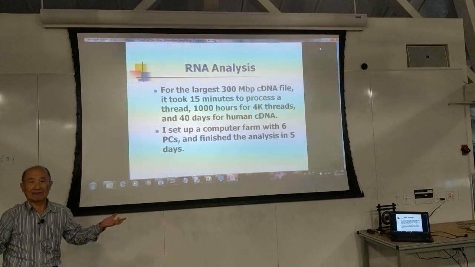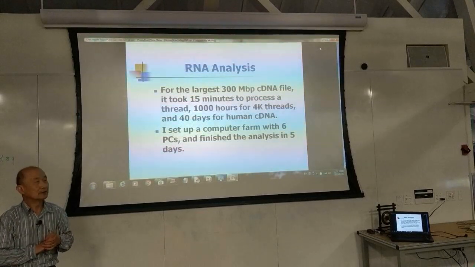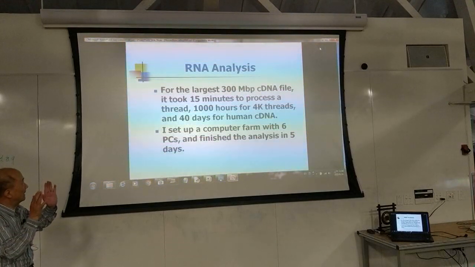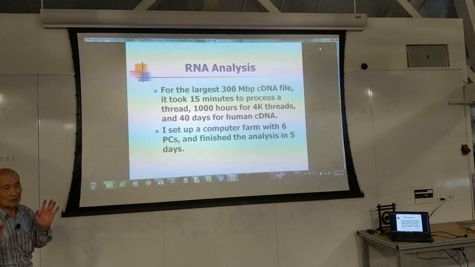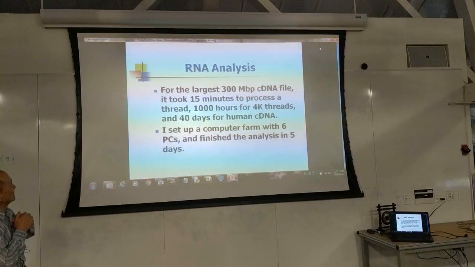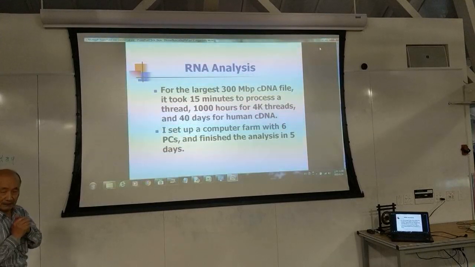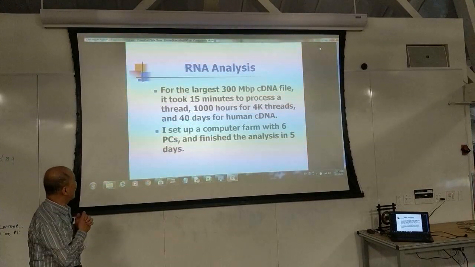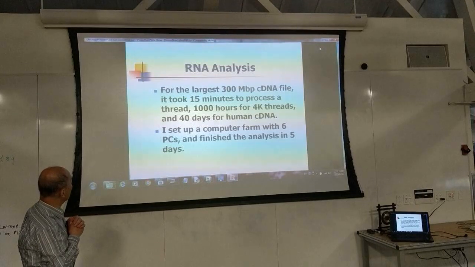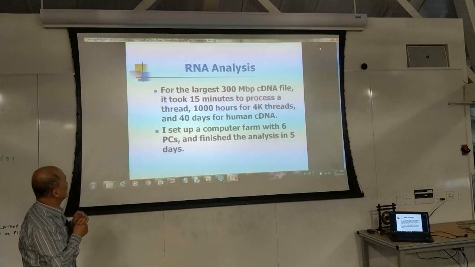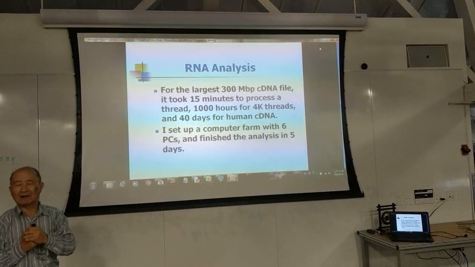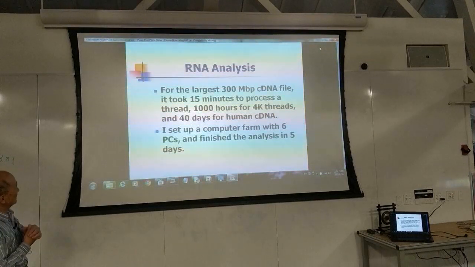So it seems that I can handle 10 million bases quite easily, but anything above that, the computer tends to fail. And for the CDN file, which has 300 million base pairs, it took 15 minutes to produce one thread. So I need to produce 4,000 of them, and my calculation is that you need 1,000 hours for 4K threads, and it will take 40 days to do it on my computer, which of course is an old one.